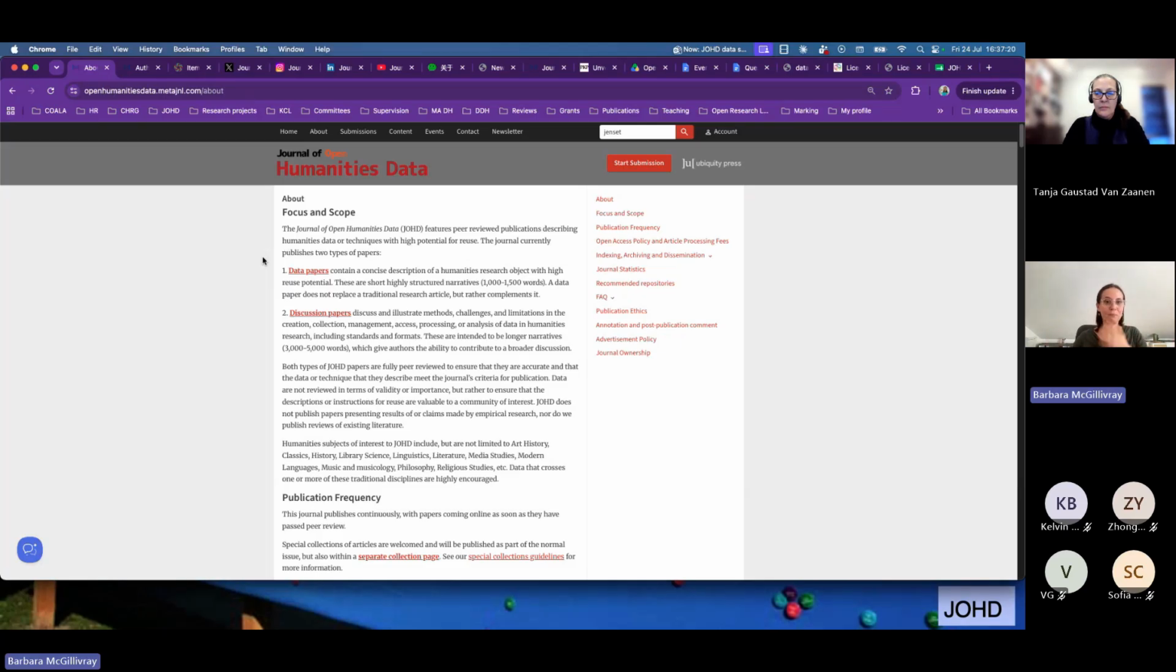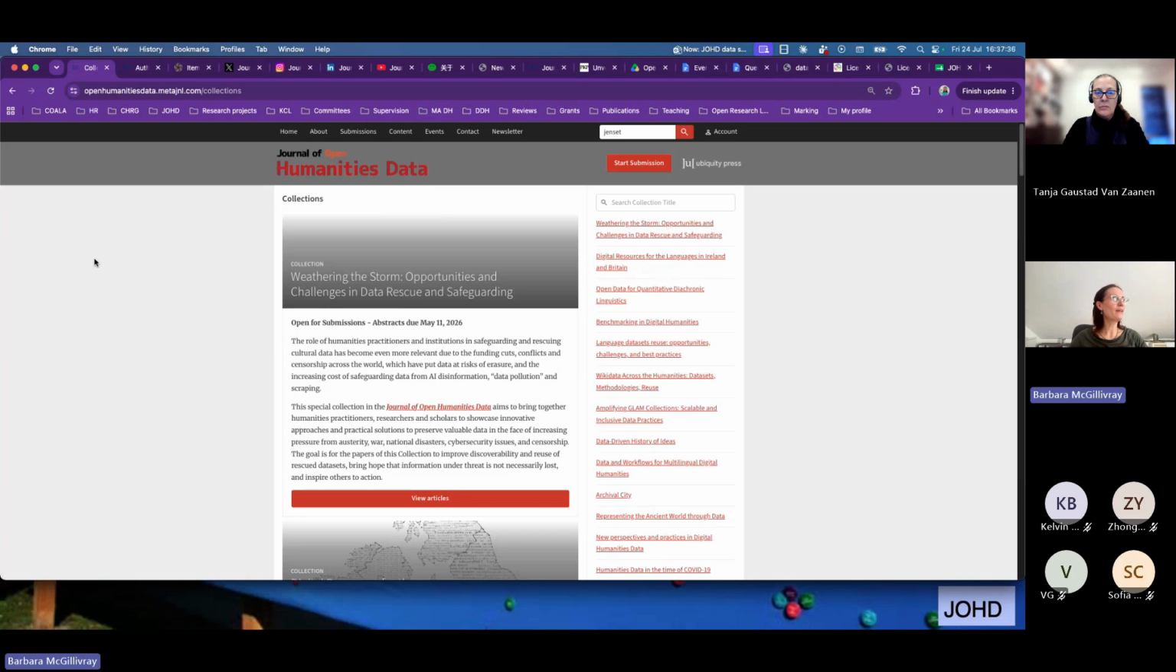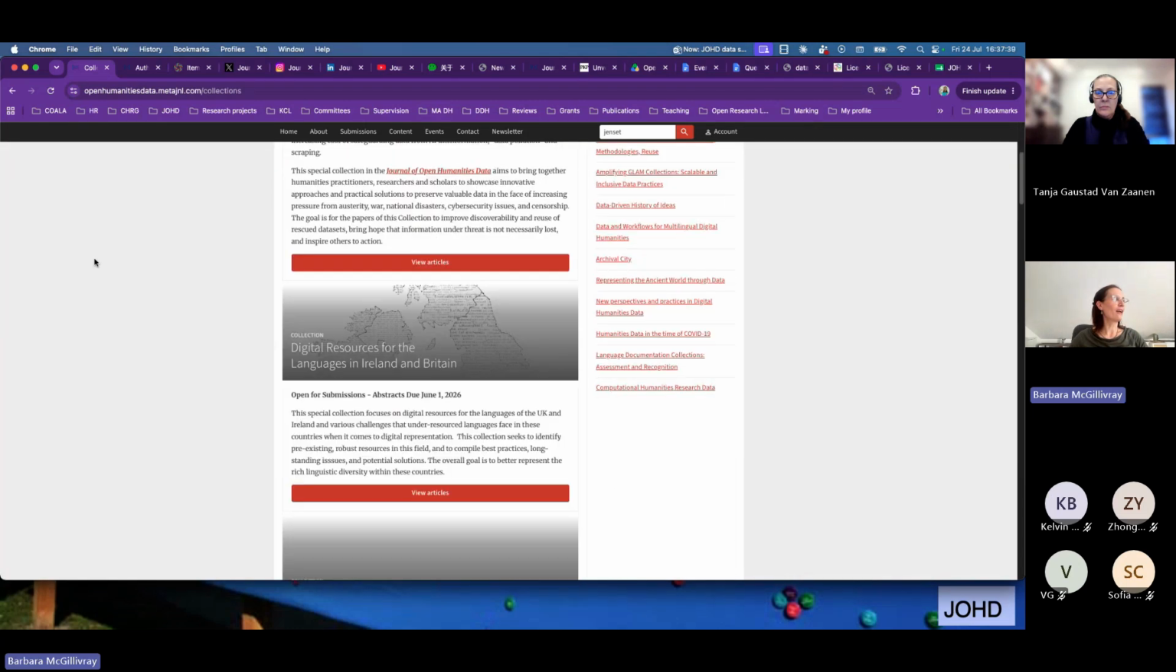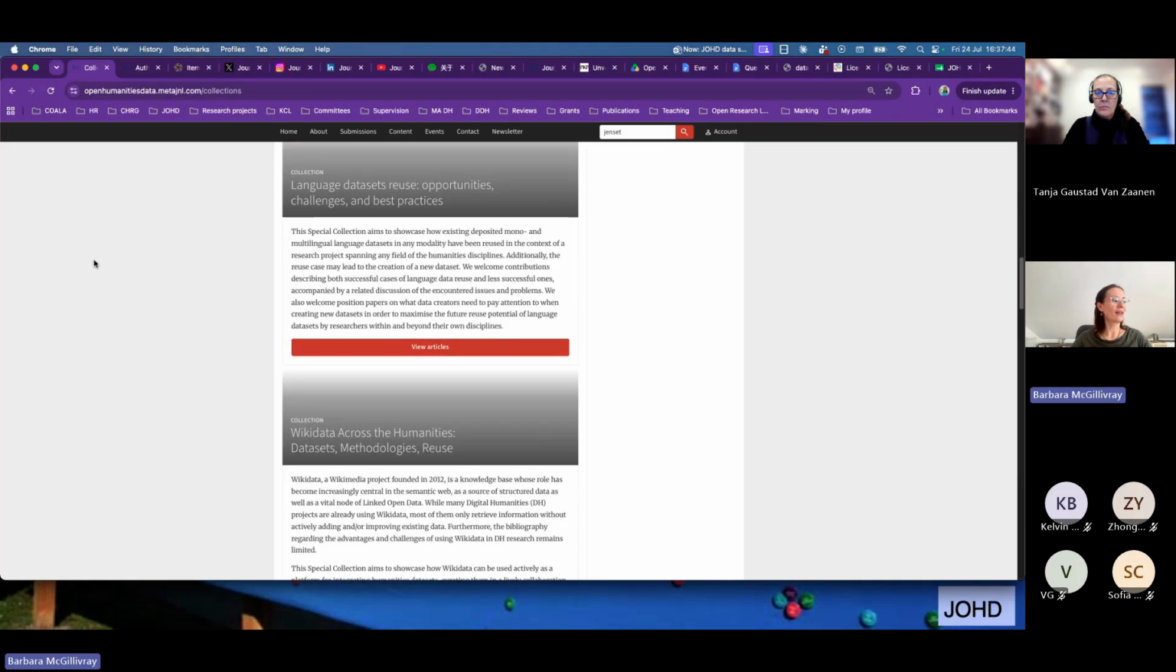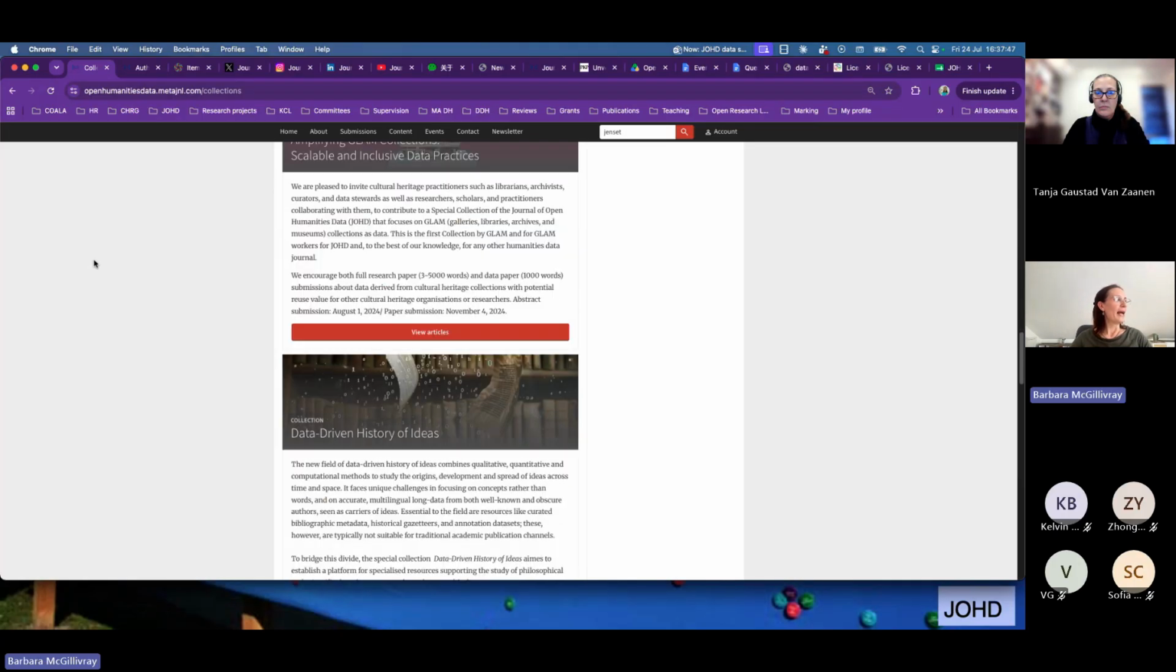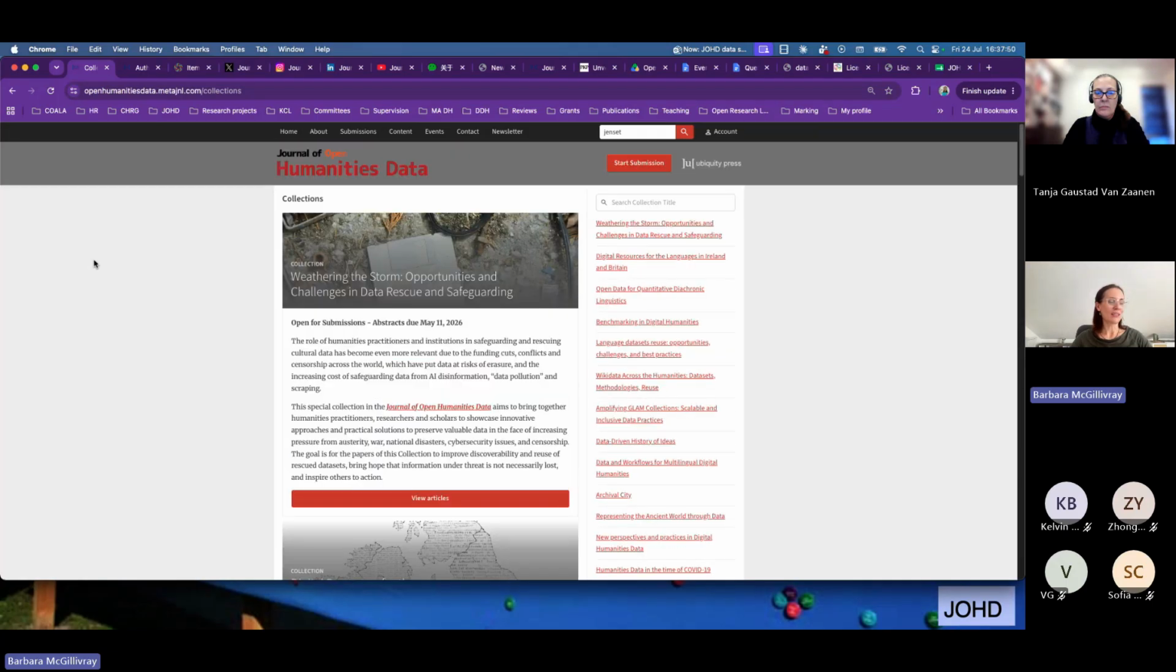And the scope of the journal is very broad. It's the whole of humanities. So we also have launched collections that are on specific themes. So I invite you to have a look at the list of special collections that we have open at the moment, but we also have past ones that we published on various topics and subfields of the humanities. And in addition to special collections, we of course have an open call for papers on a rolling basis. So we accept submissions at any point of the year.